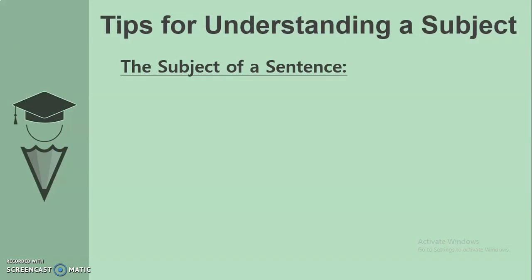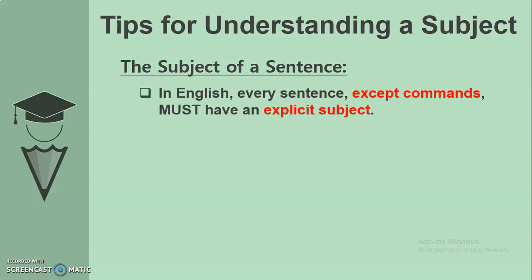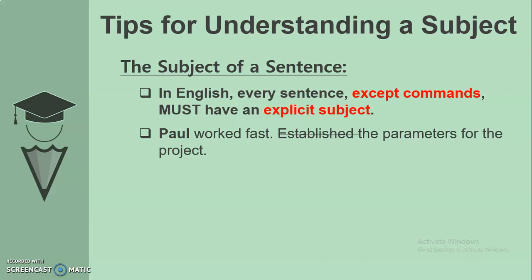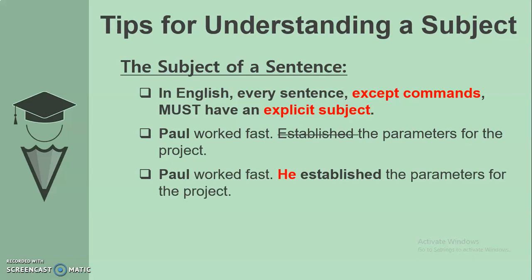Now let me give you some tips about how you can understand and use a subject correctly in your writing. First, the subject of a sentence. In English, every sentence except commands or imperative sentences must have an explicit subject. Paul worked fast. Establish the parameter for the project. There is a mistake in here. The second sentence does not have a subject, so we have to create a subject for it. So, Paul worked fast. He established the parameter for the project.